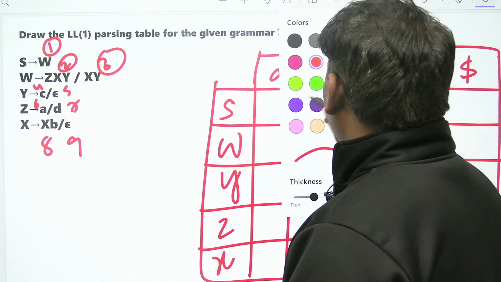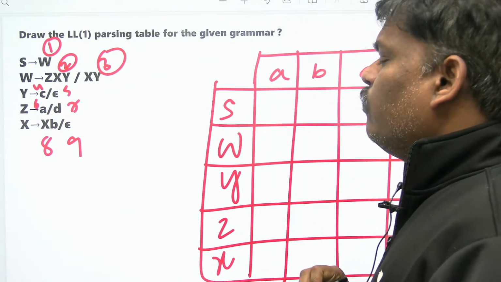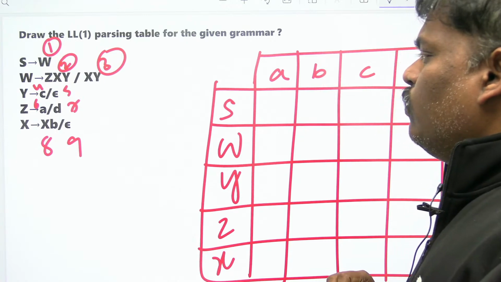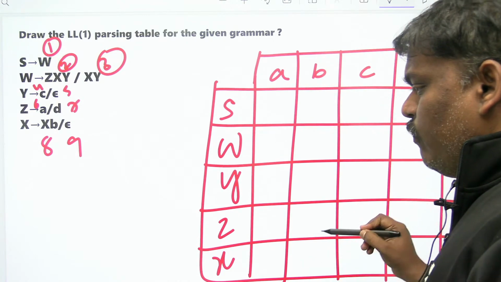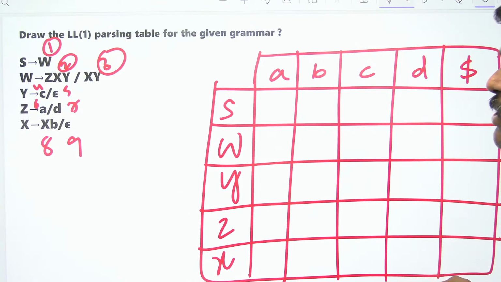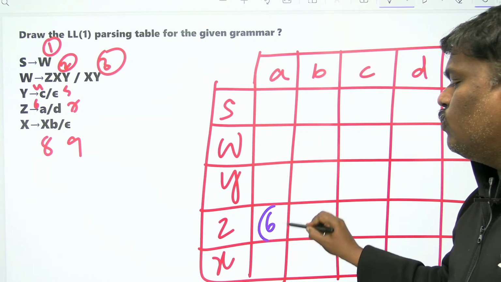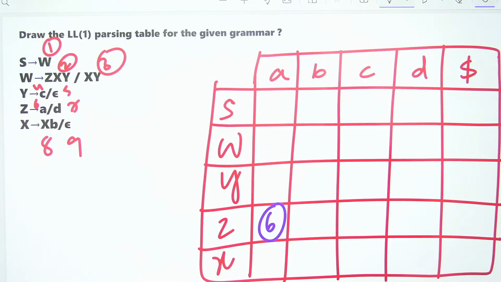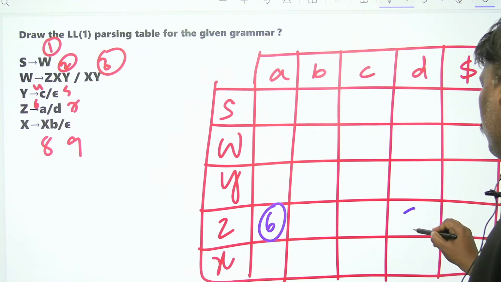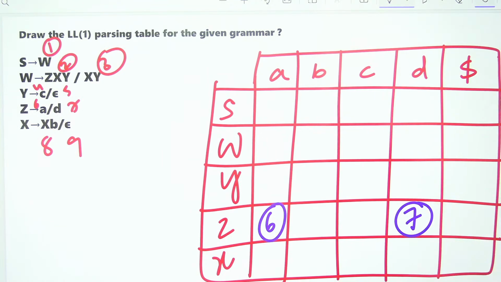Let me change the color. Can you help me now? Where will production number 6 go? I am filling randomly. Production number 6 is a Z production, so it goes to the Z row. But the right column is going to be for the 6th production. First of A means A, so the 6th production will go to Z row, A column. Can you say where the 7th production will go? Z row and D column. The 7th production will go to Z row, D column.